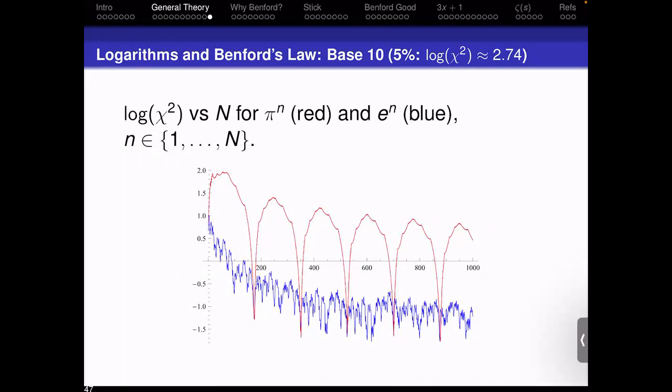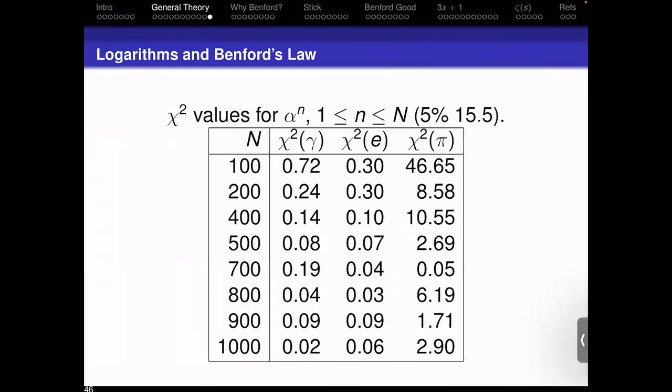Sorry, what is chi? This is a chi-squared test. I'm just plotting the goodness of fit. The larger the chi-squared, the less likely it is that it's given by Benford. So if your chi-squared value is 15.5 or less, then this is considered a good fit. If it's more than 15.5, it's a bad fit.